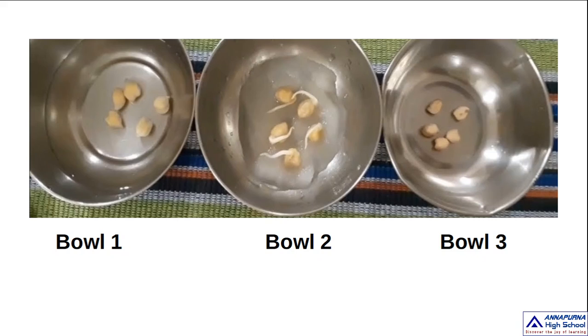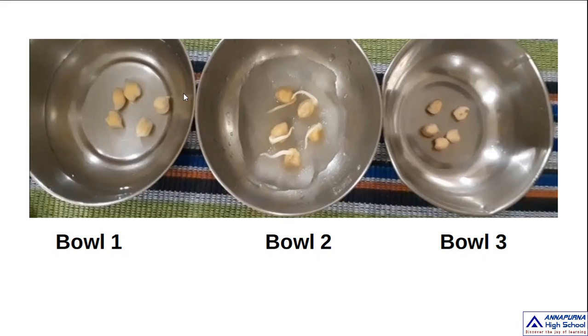So see here, we have to take some chana and 3 bowls. Bowl 1, bowl 2 and bowl 3. In these 3 bowls we have to take chana. Chana means senagalu. Now next, put 5 chana in the first bowl and fill it up with water.